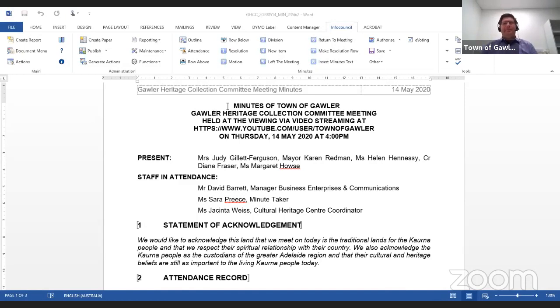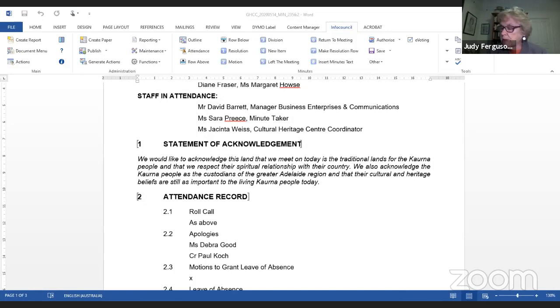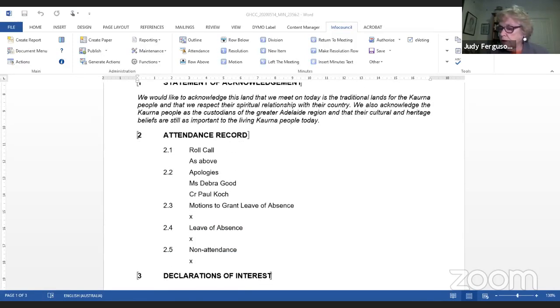All right. Welcome, everybody. We would like to acknowledge this land that we meet on today is the traditional lands of the Gawler people, and that we respect their spiritual relationship with their country. We also acknowledge the Gawler people as the custodians of the Greater Adelaide region, and that their cultural and heritage beliefs are still as important to the living Gawler people today.